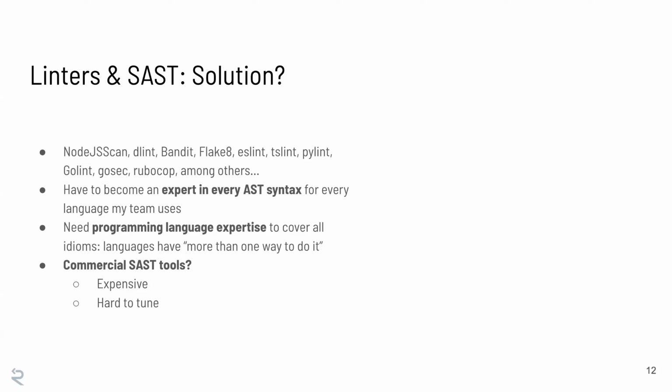The first one is that every language and each one of these tools has a different way of representing ASTs. So if your team is writing in Ruby and a little bit of Go and some Python, you have to learn what the internal representation of these ASTs looks like for every language that your team uses. And then also you need a good amount of programming language expertise to cover all the idioms in this language. I can't remember how many ways there are to call a function in Ruby. There are a lot. So you need to encode that logic into your AST-based check and handle all the possible variations.